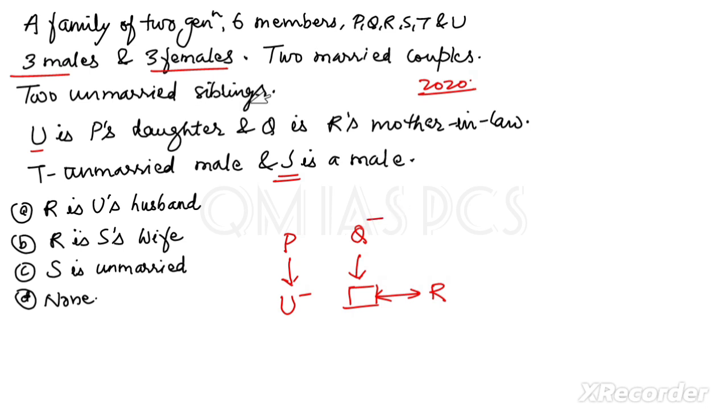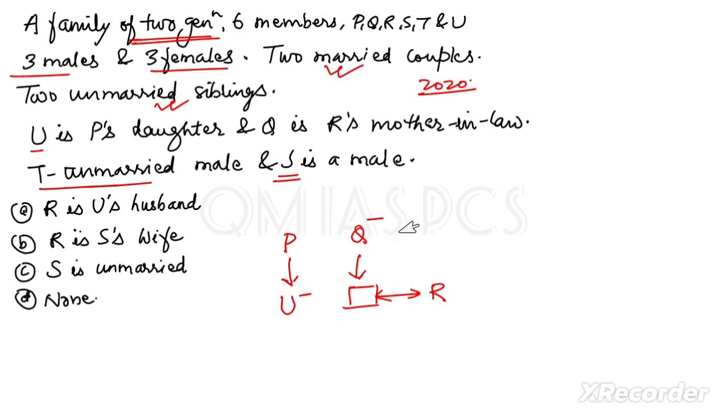Now we have to look at this one. Here it is given that there are two married couples and two unmarried siblings. And one more thing, T is unmarried. Okay, T is unmarried, and there are two generations. Here you can see two generations.